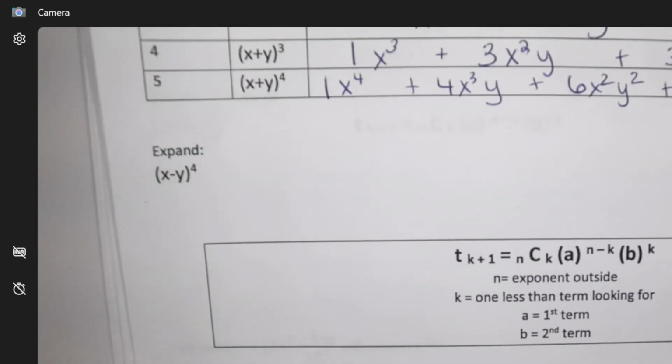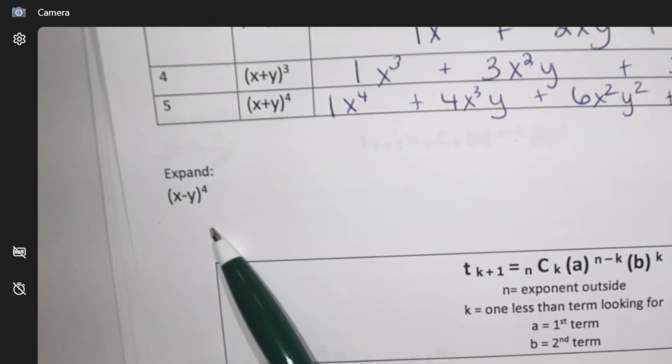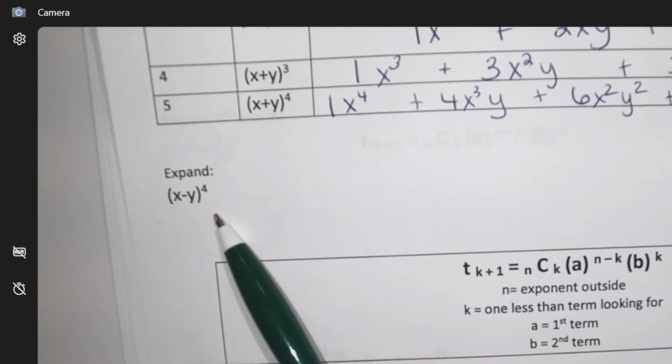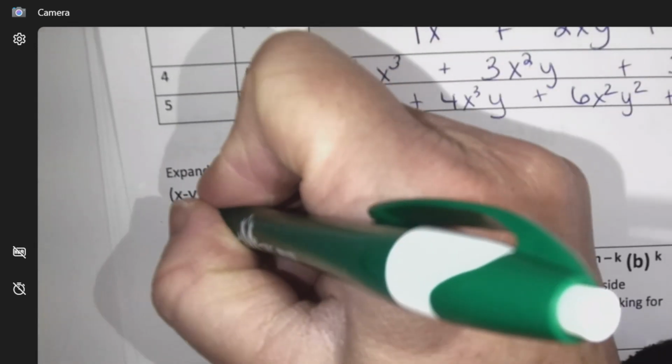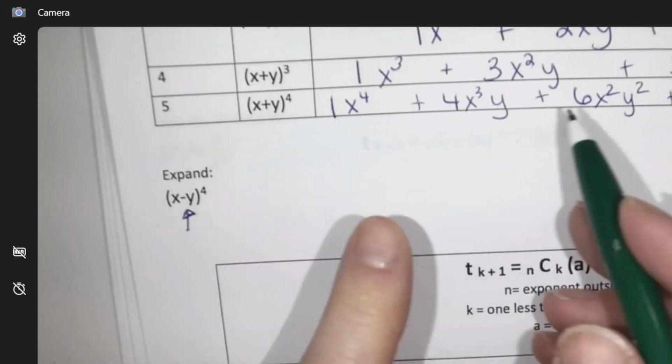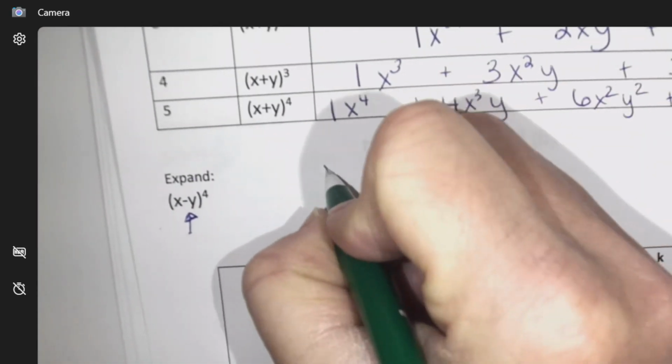Okay, how does this differ from this example? So they're almost the same. They both have the 4th degree. The only difference is this negative. So what is that going to do? It's going to make every other term negative. So it's going to look almost the same.